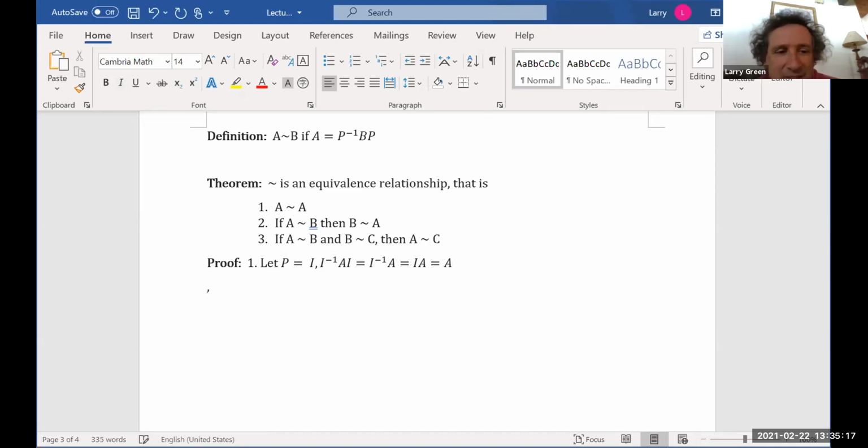Okay, let's do number 2. So let A be equivalent to B. Then by definition, and I can just copy and paste it, A equals P inverse B P for some P. Is that confusing or is that okay so far? Any questions on that? Just by definition? All right. Well, I want to show that B is equivalent to A. So I need B by itself. How can I get B by itself?